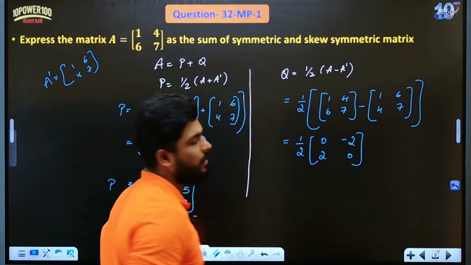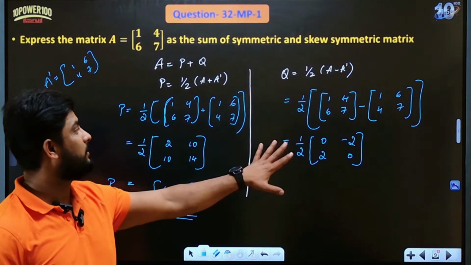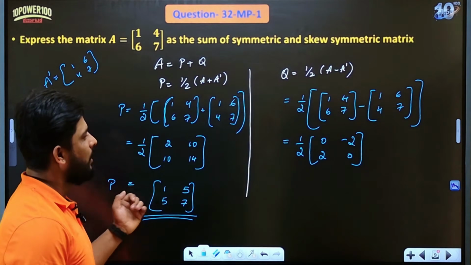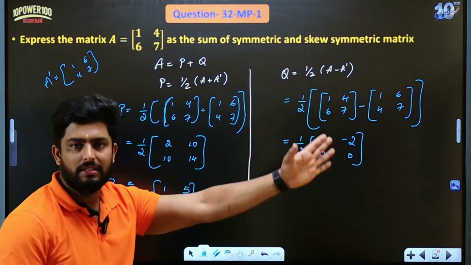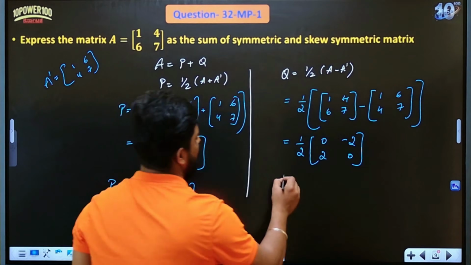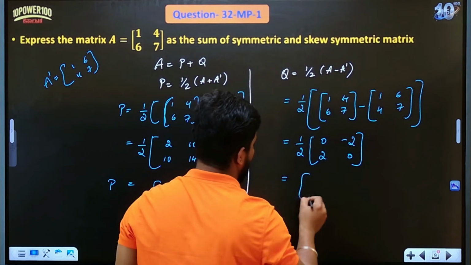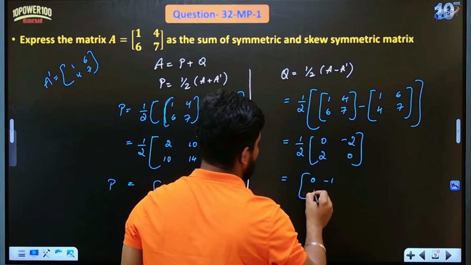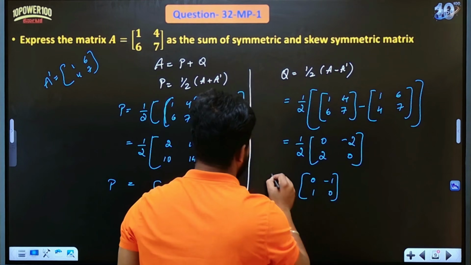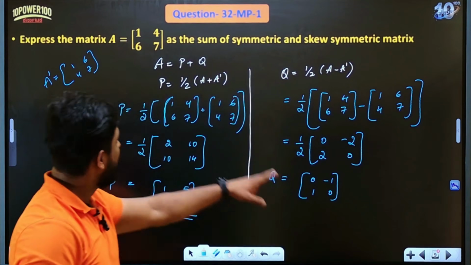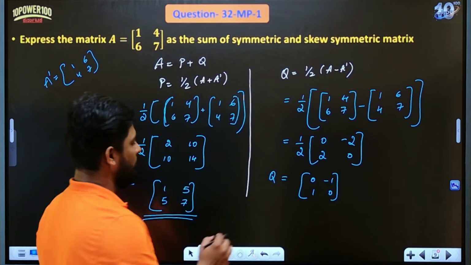So the diagonal element in a skew symmetric matrix is 0. After that you just add both of these, children. See, you can multiply the half inside, or if not, that's okay, no problem. Here we can multiply the half. So we get 1 0 minus 1 1 0, we get it right. So this is the Q matrix. So finally we will have to add both of these. So A is equal to P plus Q.